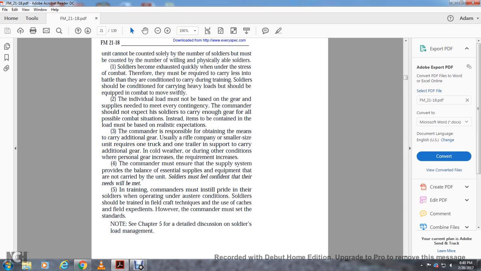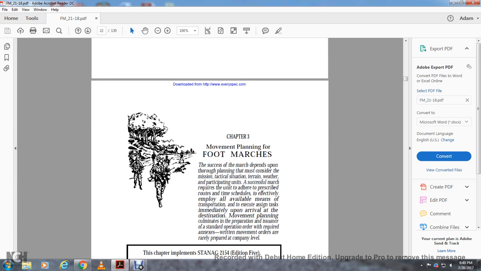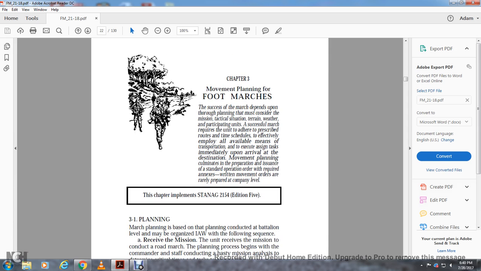In training, commanders must instill pride in their soldiers in operating and living under austere conditions. Soldiers should be trained in field craft techniques that use caches and field expedients. However, the commander must set the standards. Note: see Chapter 5 for a detailed discussion of soldiers' load management. Chapter 3: Movement planning of foot marches.